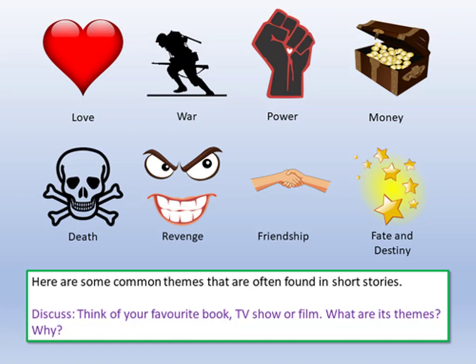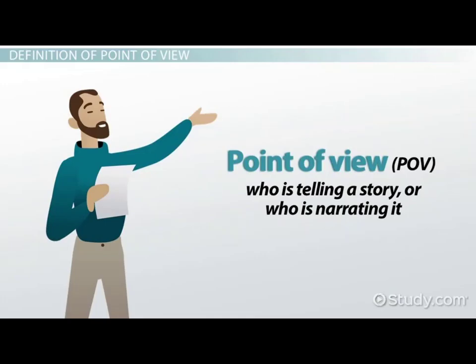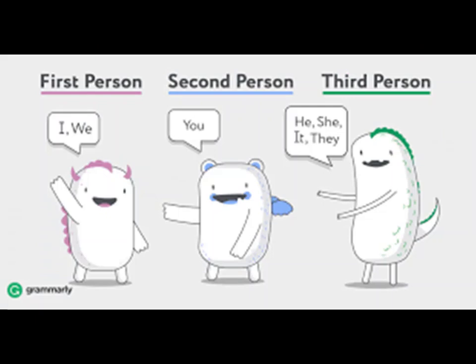Let's talk about the point of view. It refers to who tells the story. If the narrator is telling the story himself, he will be the first person and will use I as a pronoun because he is part of the story. Whereas if a third person is the story narrator, he is not part of the story, so he will be using he, she or it as pronouns. And if the second person is telling the story, we'll use you.